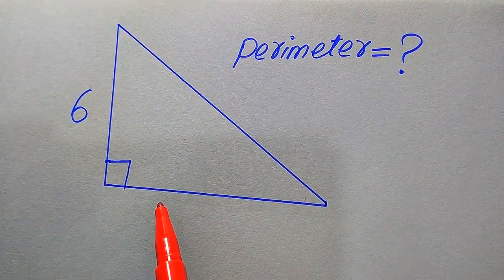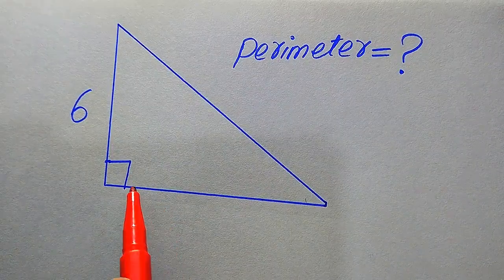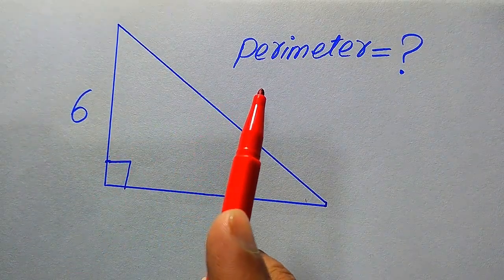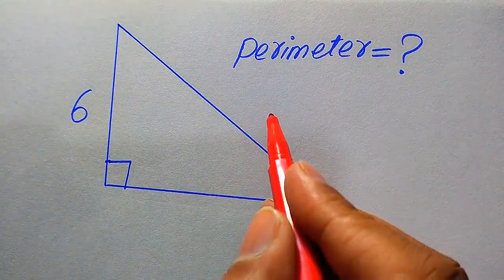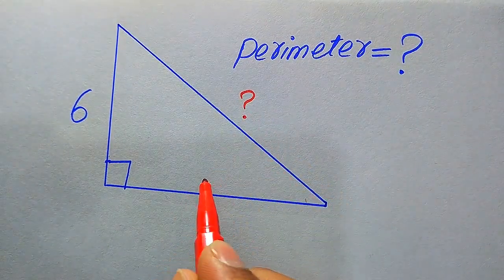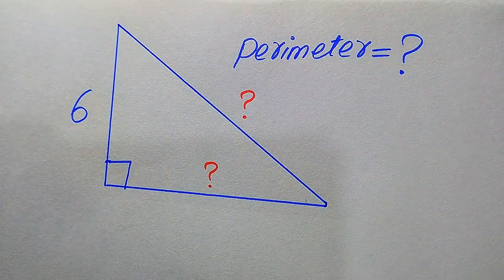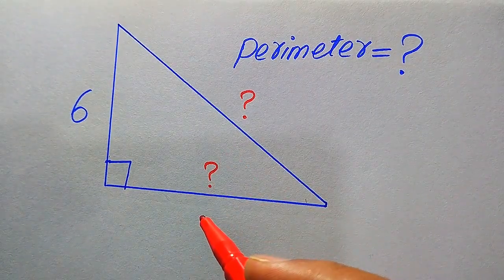So here you see that this is a nice right triangle in which the length of one side is given, and we need to find the perimeter of this triangle. The lengths of these two sides are unknown, so first we need to find the length of these two sides.